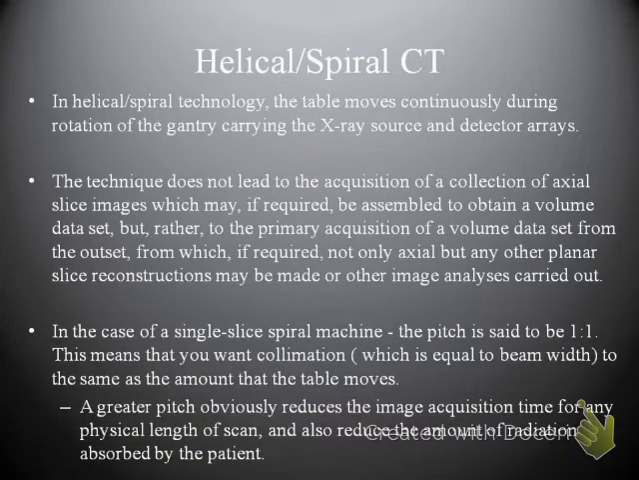Helical spiral CT. In helical or spiral technology, the table moves continuously during rotation of the gantry, carrying the X-ray source and the detector arrays. The technique does not lead to the acquisition of a collection of axial slice images, which may, if required, be assembled to obtain a volume dataset, but rather to the primary acquisition of a volume dataset from the outset, from which, if required, not only axial, but any other planar slice reconstructions may be made or other image analysis carried out.